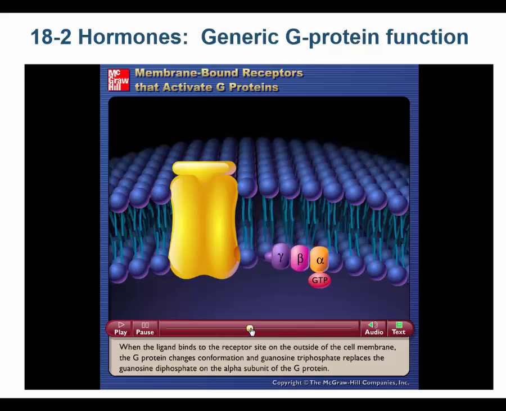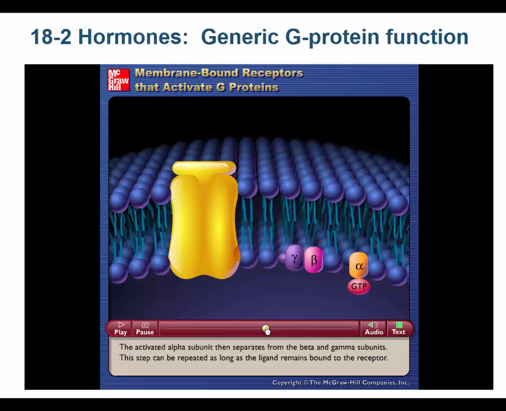That dissociates. So if you were ever to ask me, what specifically turns on adenylate cyclase? What specifically turns on guanylate cyclase? What specifically opens the calcium channels? My answer is going to be alpha GTP. It is this alpha GTP moiety that's the active part of the G protein.